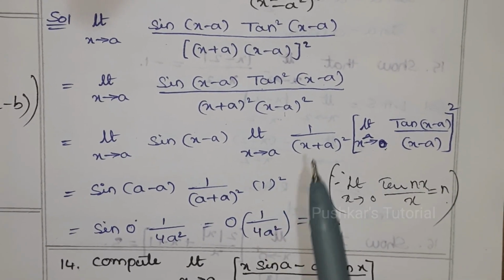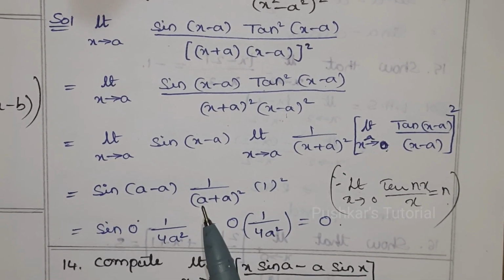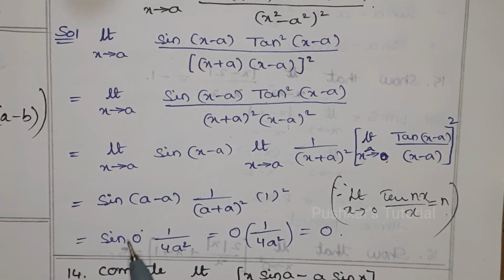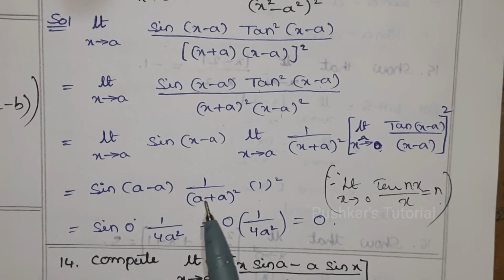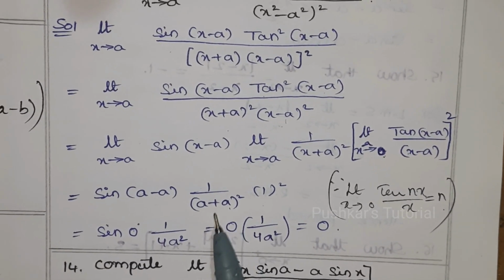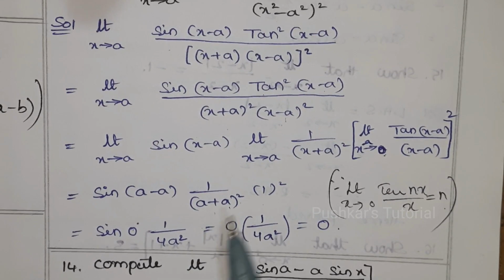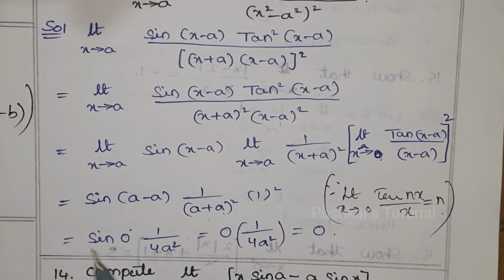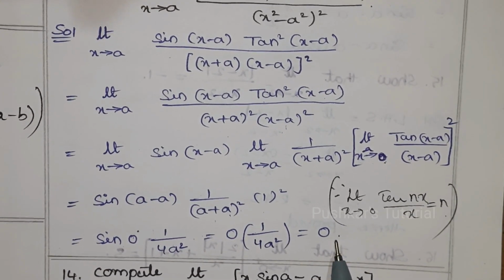This answer is x minus a, coefficient 1, so this answer is 1. Wherever x is there you have to put a. A minus a is 0, sine 0. A plus a is 2a, 2a whole square is 4a square. 1 square answer is 1, and 1 means no need to write. So 0, sine 0 value is 0, and 0 into whatever is 0.